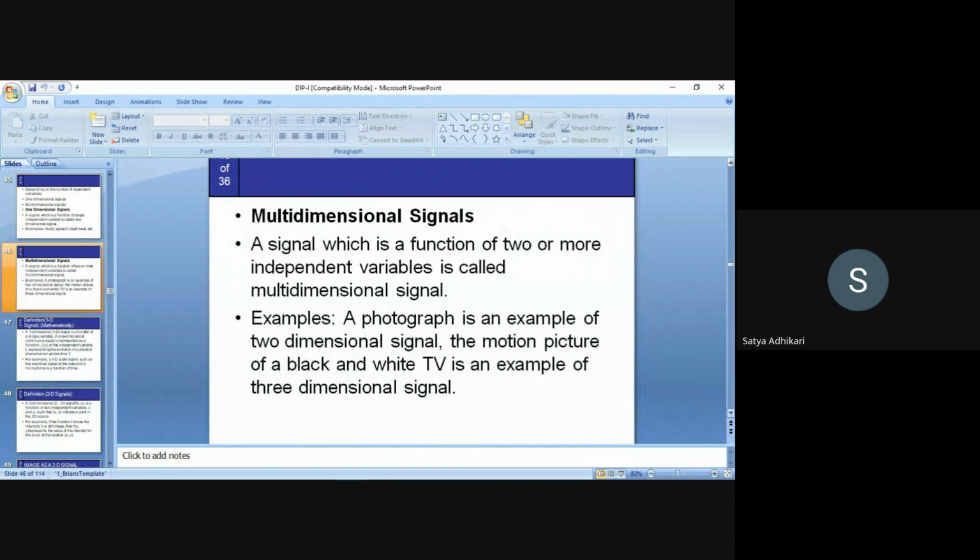The image we are discussing, our topic is digital image processing. The image is a two-dimensional signal. From the first class, we have already known that the image is a two-dimensional signal. Always two-dimensional: one is the location, another is its corresponding intensity value. So a photograph and an image are always two-dimensional examples.